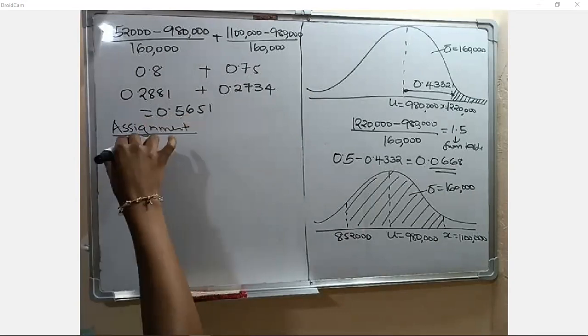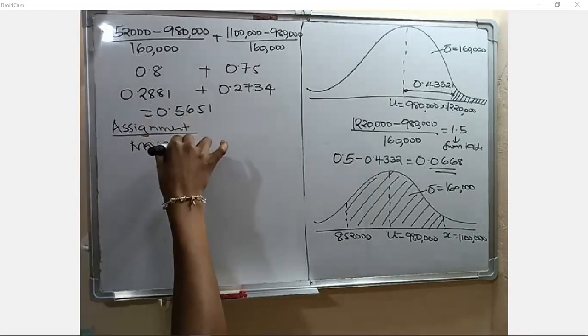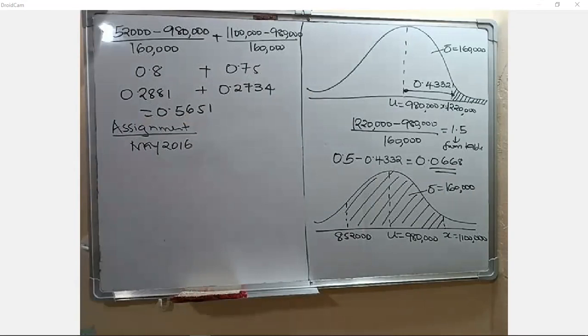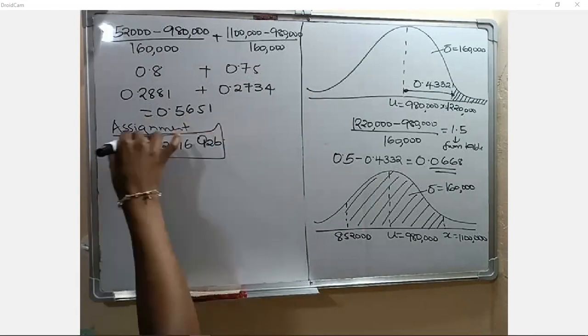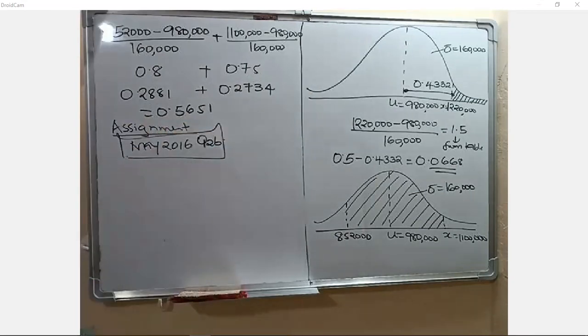Assignment now. Just look at May 2016. In May 2016, we have a good question there, Question 2B. Look for that question. Even when you look at April 2021, all of it, you can't miss a question on probability distribution. You can't miss these questions.